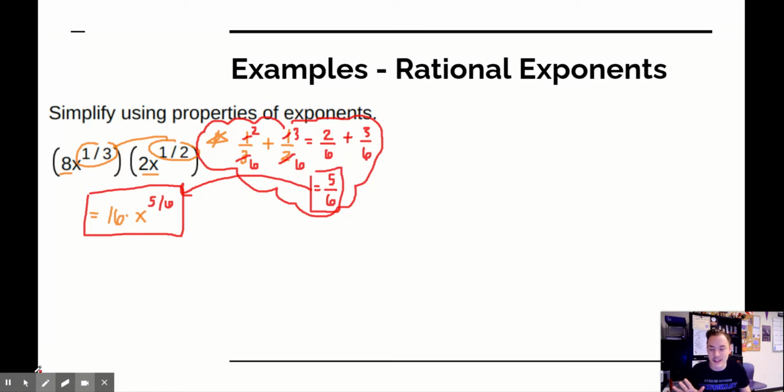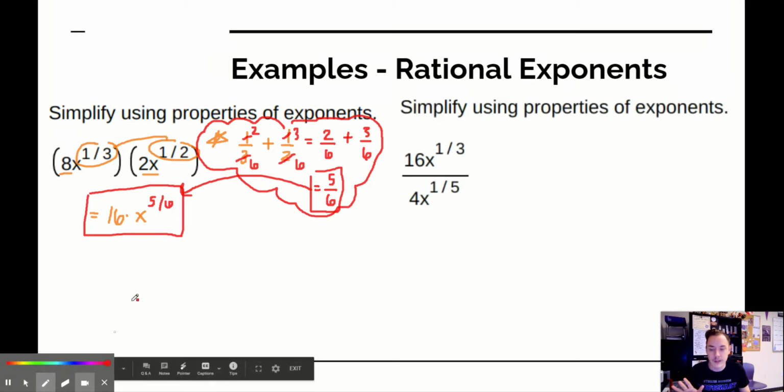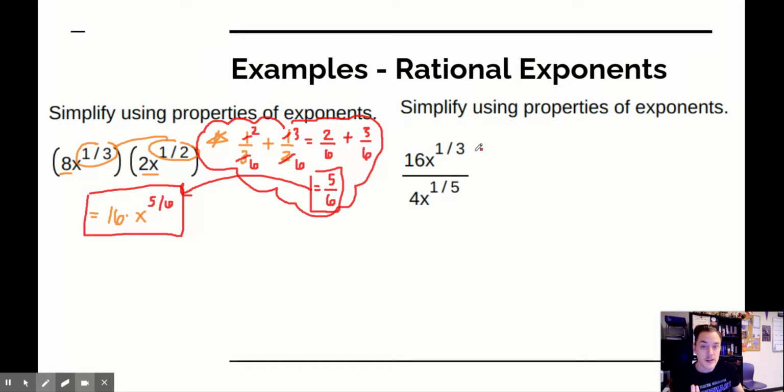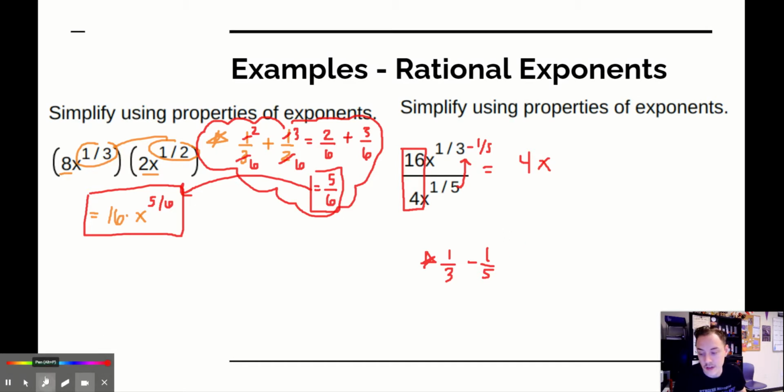So let's go through a different example right here. Notice how it's division. Since it's division, I'm not going to add, I'm going to subtract. But let's first get to my numbers here. 16 divided by 4 is 4, and I know it's going to be x. And so now I'm going to subtract the exponents. I'm technically going to subtract 1/5. So let's do another sidebar here: 1/3 minus 1/5. So now let's go to town.